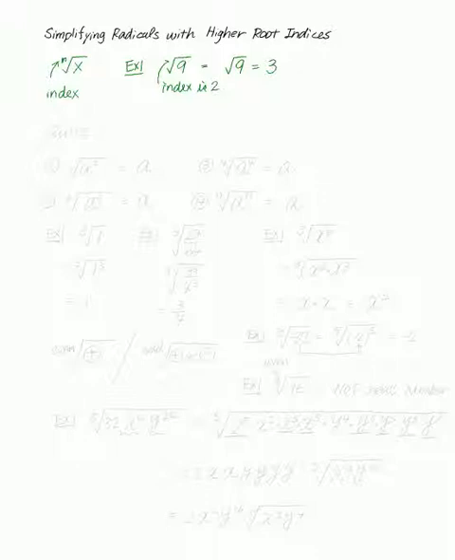So, for example, when we have the square root of a squared, that gives us just a. Now, if we change the index and we say, now what if the index is 3, the cube root of a to the third power, that also is just going to give us a. The index and the exponent have to match to be able to get out of the radical like that.